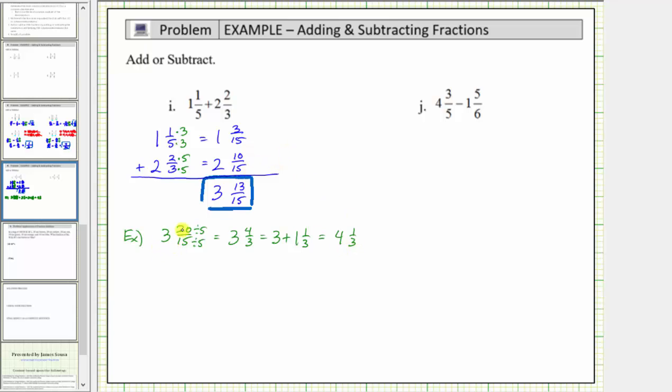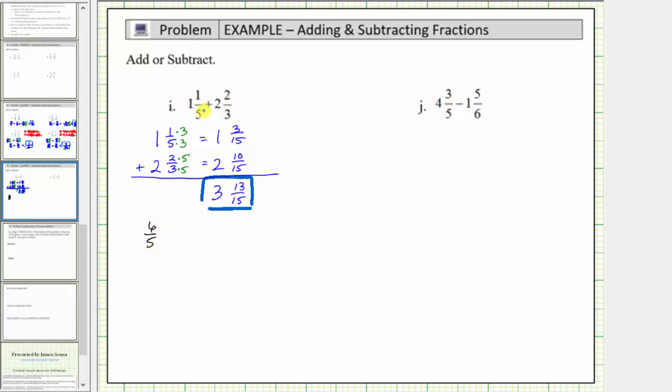We had 3 20/15. Now let's determine the sum again by first converting the mixed numbers to improper fractions. Remember, to convert a mixed number to an improper fraction, the numerator is equal to the denominator times the whole number plus the numerator, and the denominator remains the same. To convert 1 1/5 to an improper fraction, we would have 5 times 1, which equals 5, plus 1, which equals 6, which means 1 1/5 is equal to 6/5.